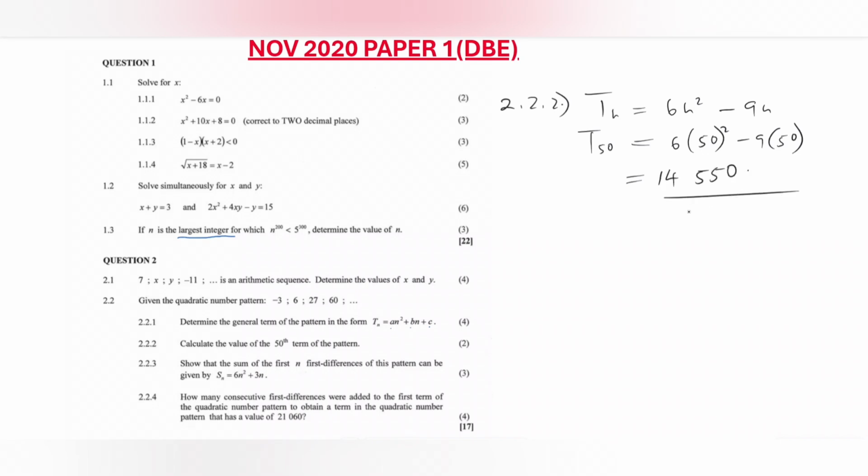That's the value of T50. Let's go to the next question, 2.2.3. Show that the sum of the first differences of the pattern can be given by Sn is equal to 6n squared plus 3n.